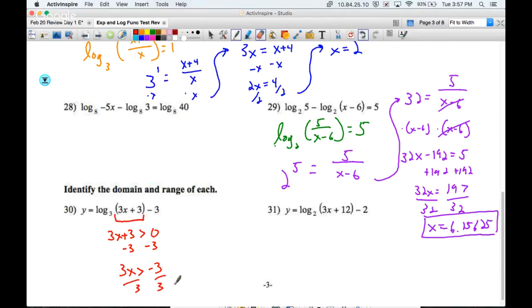Therefore, our domain is that x is greater than negative 1. The range is going to be all real numbers. Y equals all real numbers. All right, same thing over here. Just take that argument, say that it must be greater than 0, and solve.